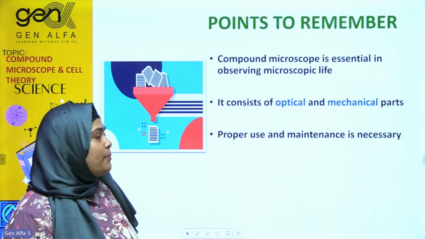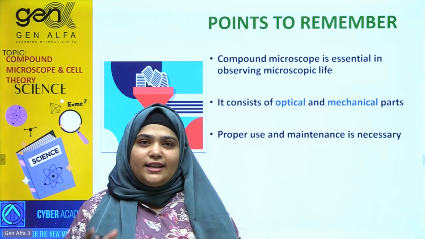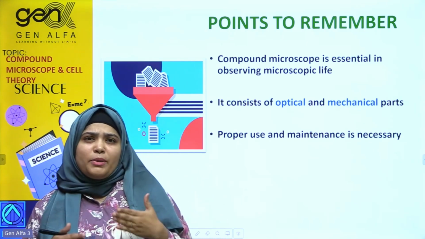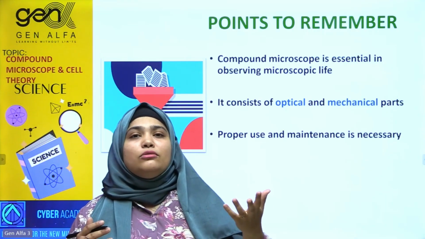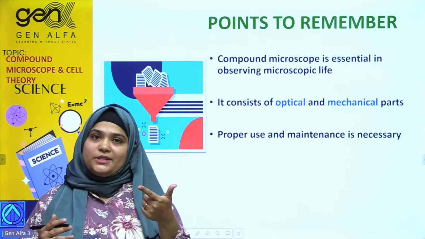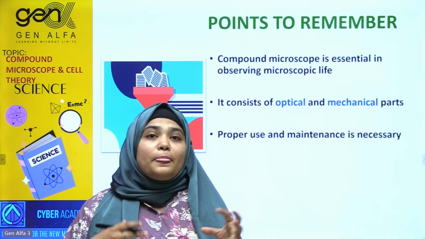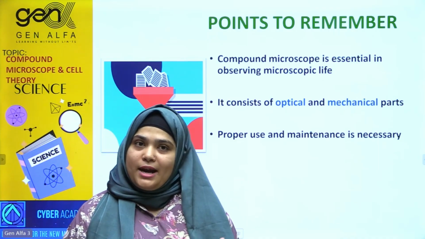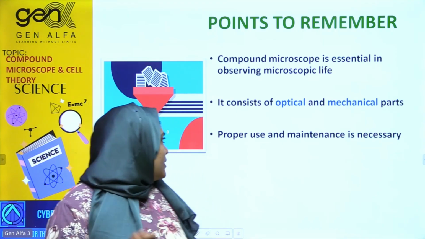It consists of optical and mechanical parts. I've told you that if you find the microscope parts very difficult to understand, you can divide them into zones: mechanical parts and optical parts. Optical parts help you to see the object, and mechanical parts help the microscope to move here and there.